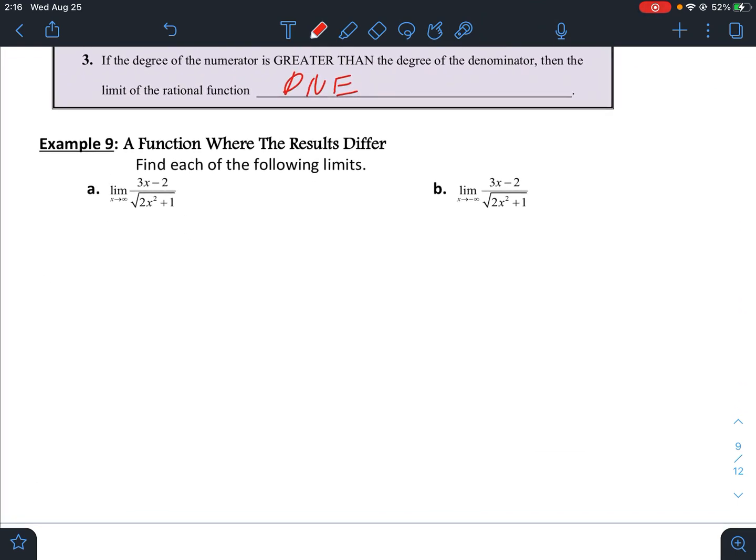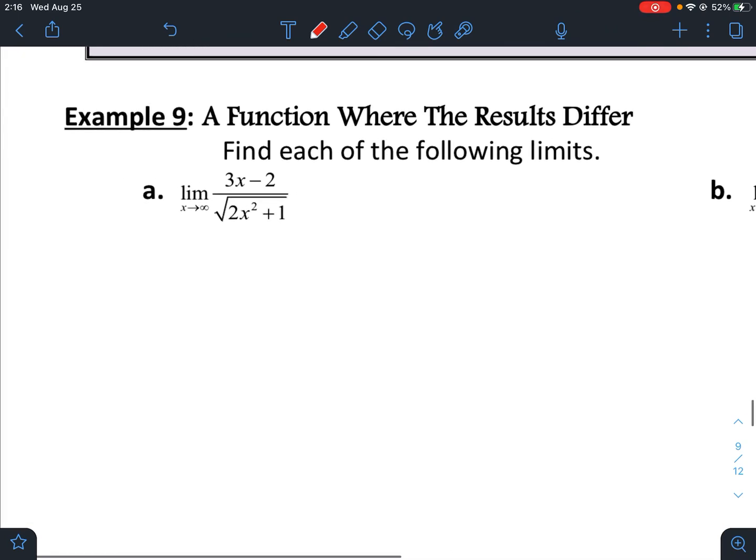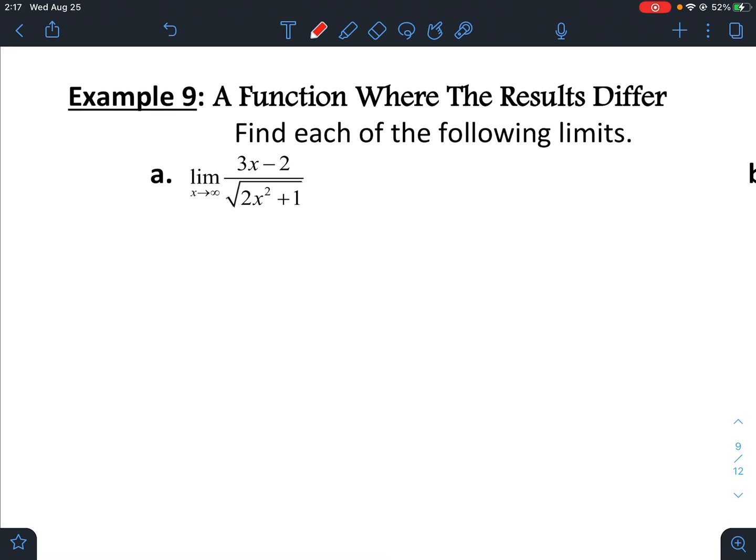All right, example 9. A function where the two results differ from positive and negative infinity. Let's take a look here at what this would look like. So if you want to put infinity in here, you would get infinity over infinity, which is not going to work. So we're going to have to do some manipulation with this. All right.